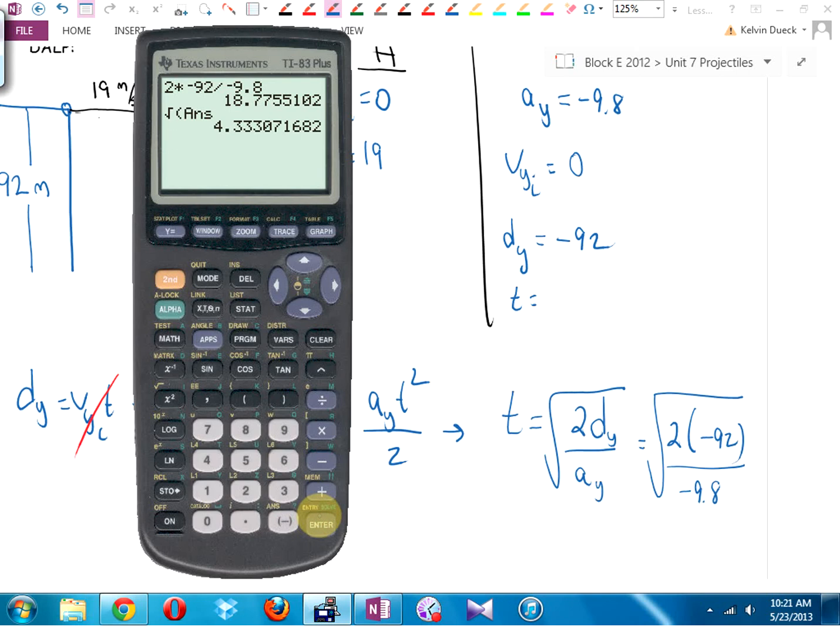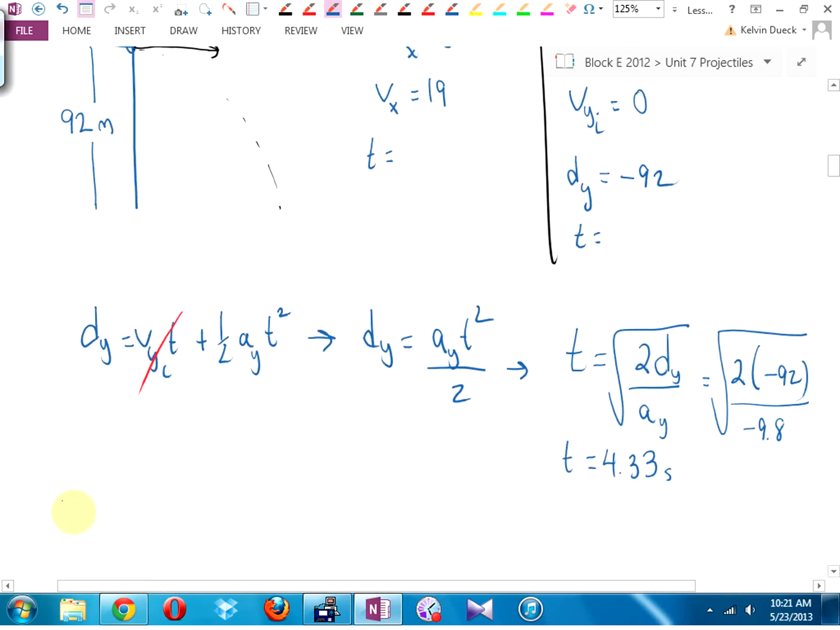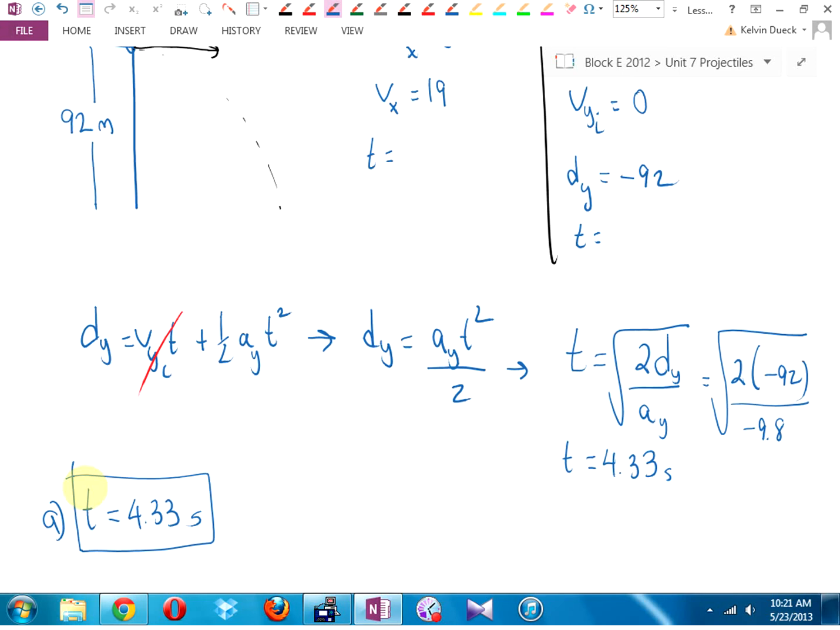I'll go 4.33 seconds. What did part A want us to find? Time of flight? Okay, so over here, I'm going to go A, t equals 4.33 seconds. I'll even put a little box around it just so that whoever's marking this or whoever's wanting to know, I found it. By the way, up in my chart now, I'm going to fill in 4.33 seconds and 4.33 seconds.